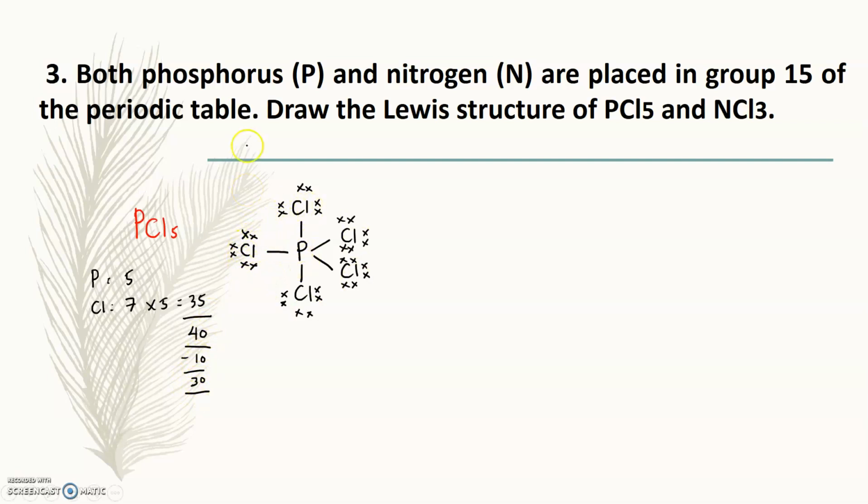And now we look at the octet for each atom. So we look at chlorine: 2, 4, 6, 8, and all chlorine atoms have an octet. For phosphorus: 2, 4, 6, 8, 10. For phosphorus or other atoms located in period 3, and for example period 4, 5, and so on, it can have an expanded octet, where it can expand the octet.